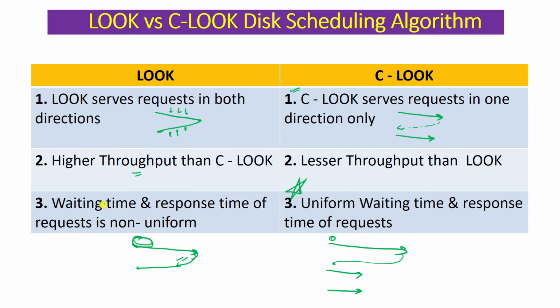So in that sense, the waiting time and the response time, in what time we are responding to these requests, is non-uniform. In LOOK, the requests which are in the middle have less waiting time and response time than the requests which are at the ends. So that's why we introduced the CLOOK disk scheduling algorithm, for uniform waiting time and response time.